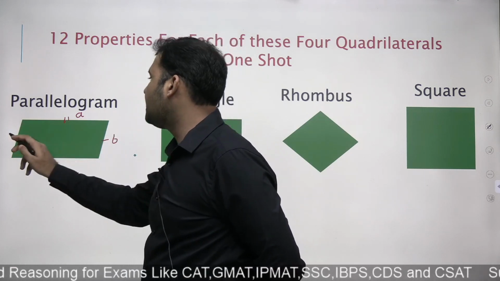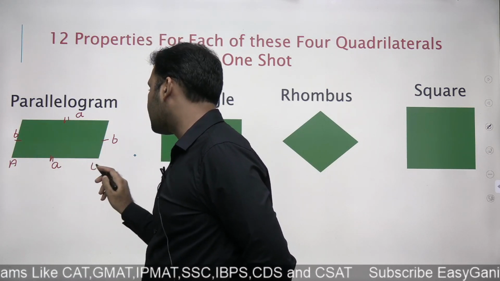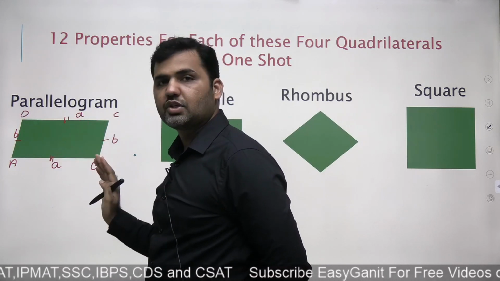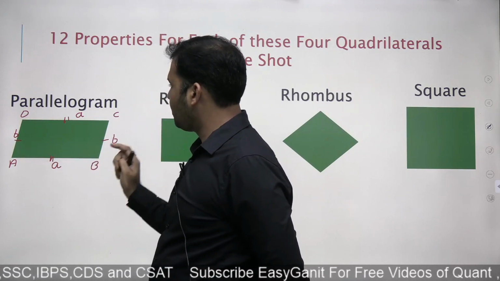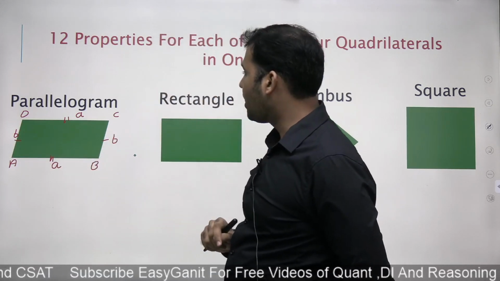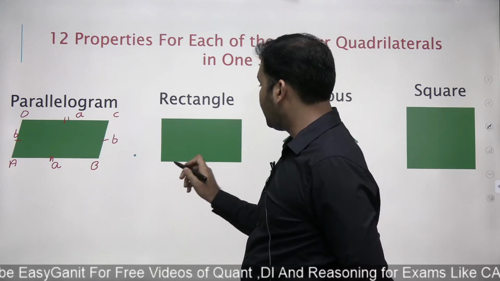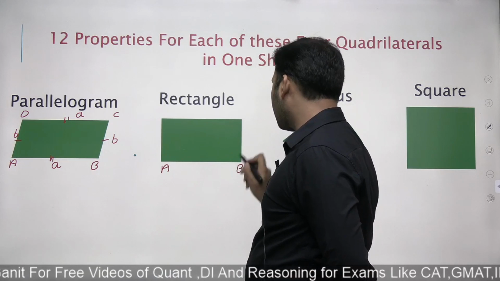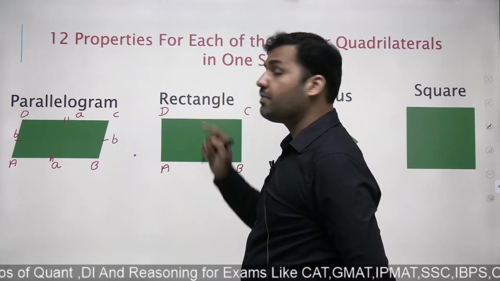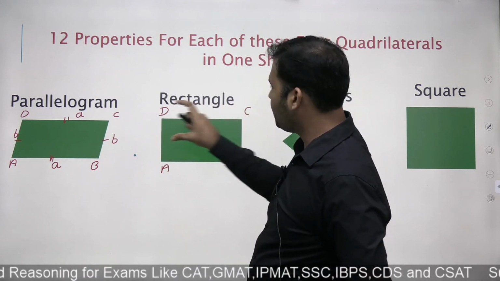That means if I say this side is B, this length will also be B, and this side will be parallel to this side. So if I name these vertices A, B, C, D, AB is parallel to CD and the length of both of these two sides is the same. AD is parallel to BC and the length of both of these two sides is also the same. Okay. So what is a rectangle? Rectangle also has the same property that opposite sides are parallel and equal. So if I name these vertices as A, B, C, D, AB will be the same as CD, AB will be parallel to CD, AC will be the same as BD, and BC will be the same as AD, and BC will be parallel to AD.